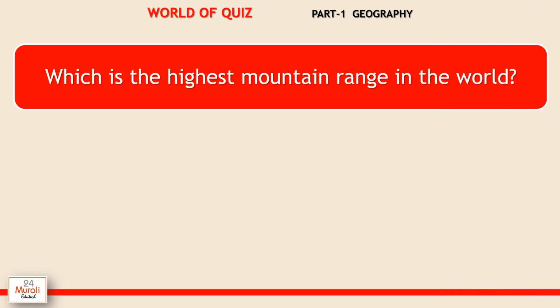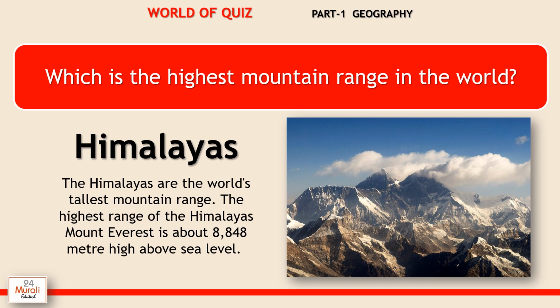Which is the highest mountain range in the world? Himalayas. The Himalayas are the world's tallest mountain range. The highest peak of the Himalayas, Mount Everest, is about 8,848 meters high above sea level.